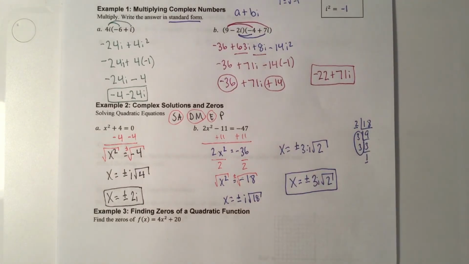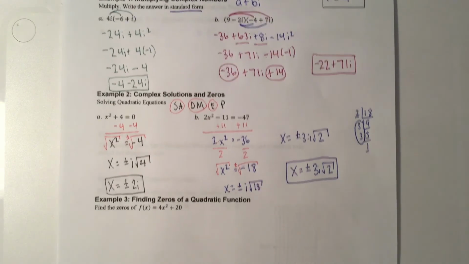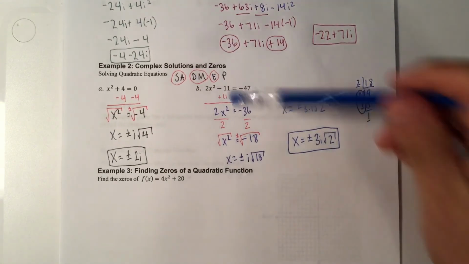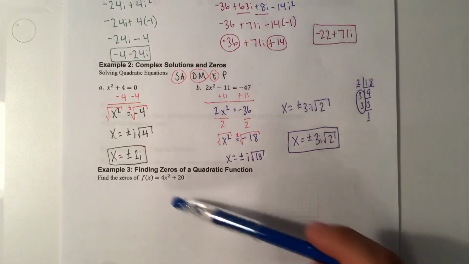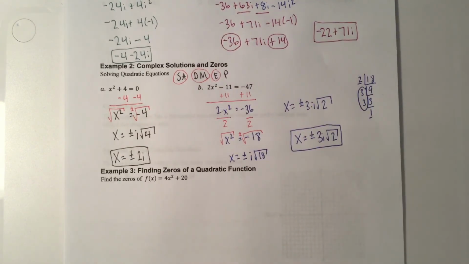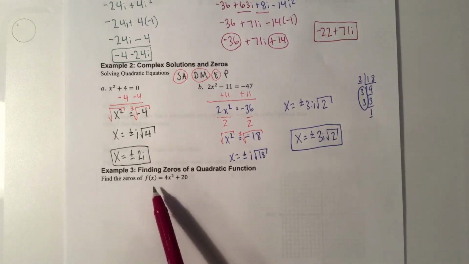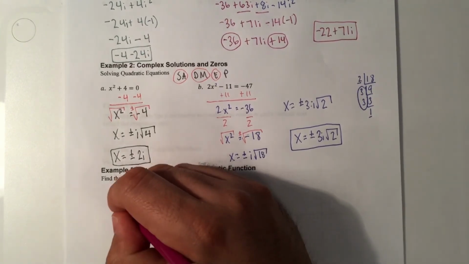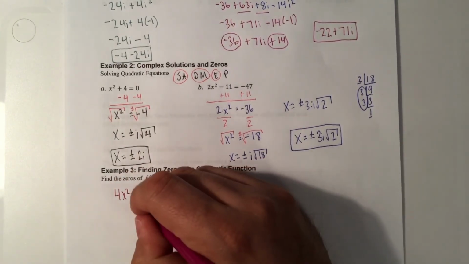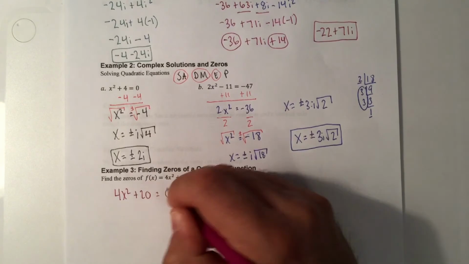All right. Now we have example 3, which is finding zeros. So finding zeros and complex solutions, these are the same thing. They're both solving, but it's just a different way that you can possibly see it. For this one here, in order to find the zeros, we have to change this y, f of x is y, to 0. So we're going to write 4x squared plus 20 is equal to 0.